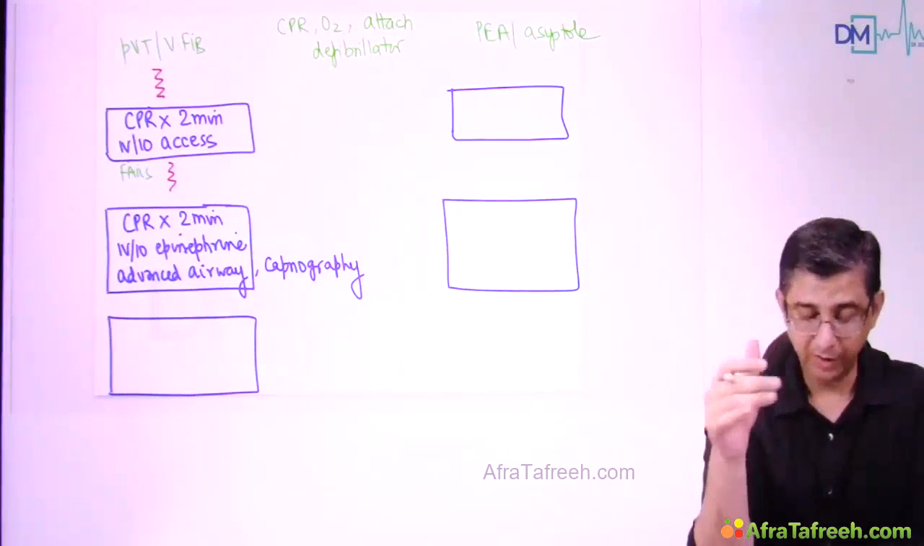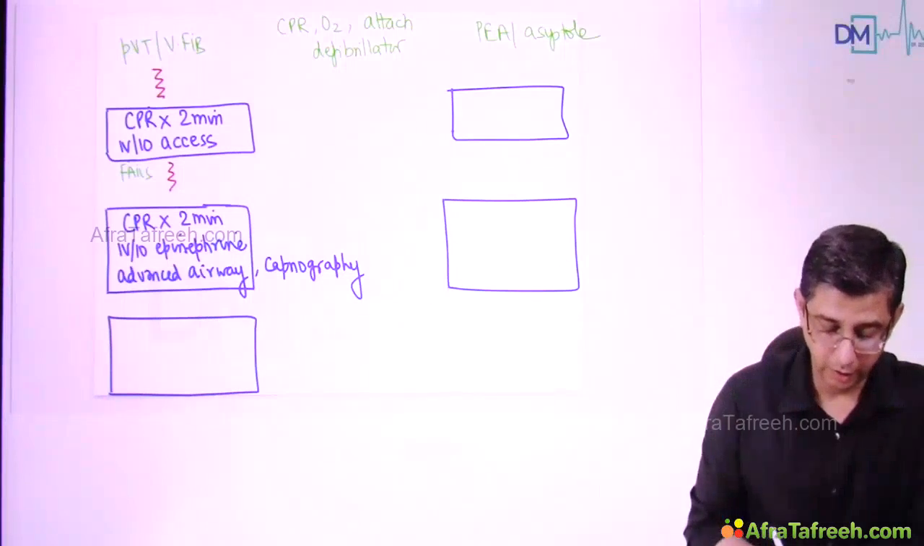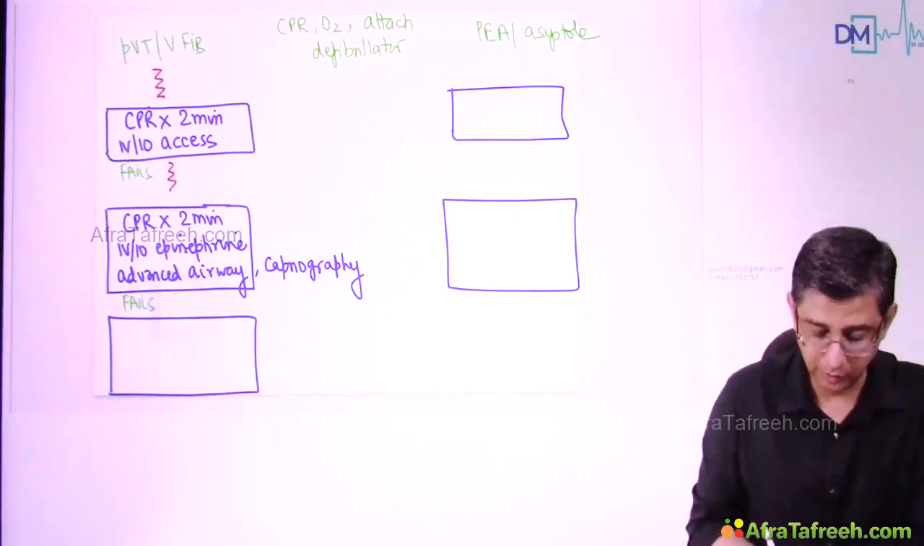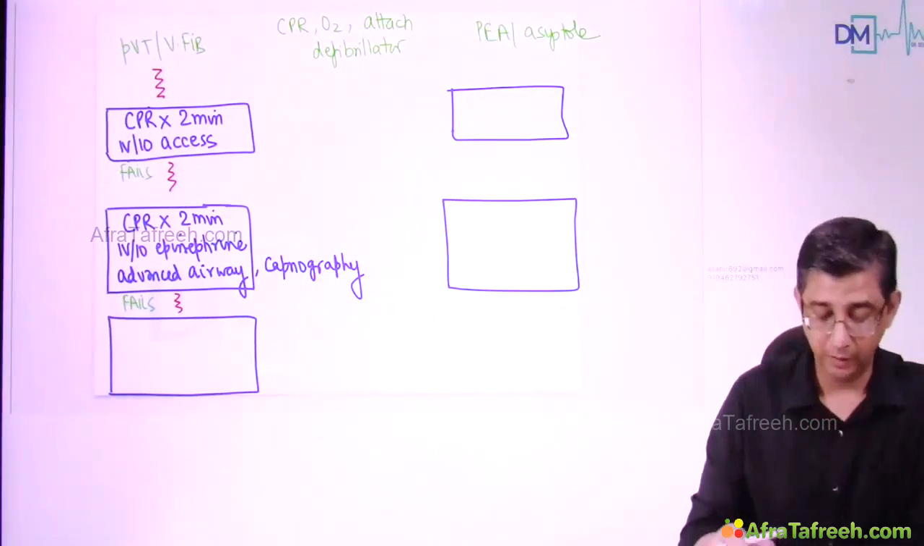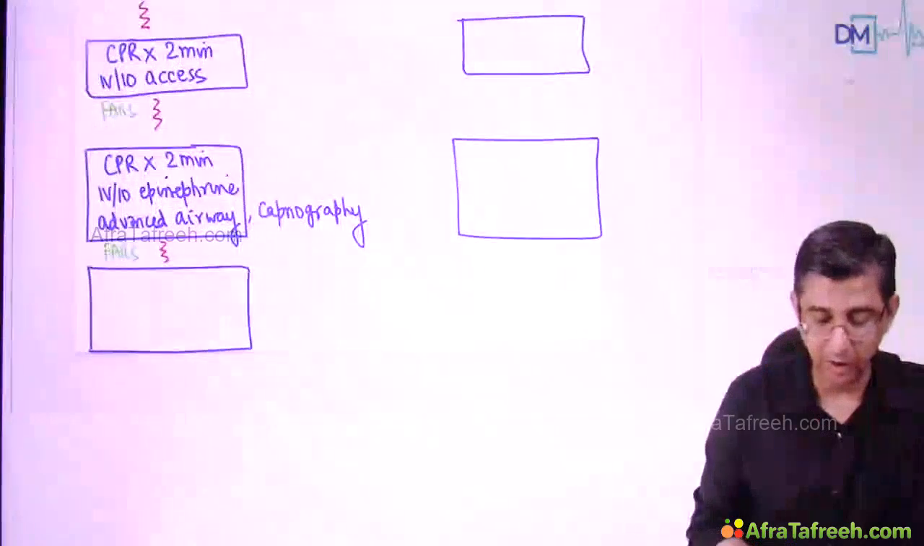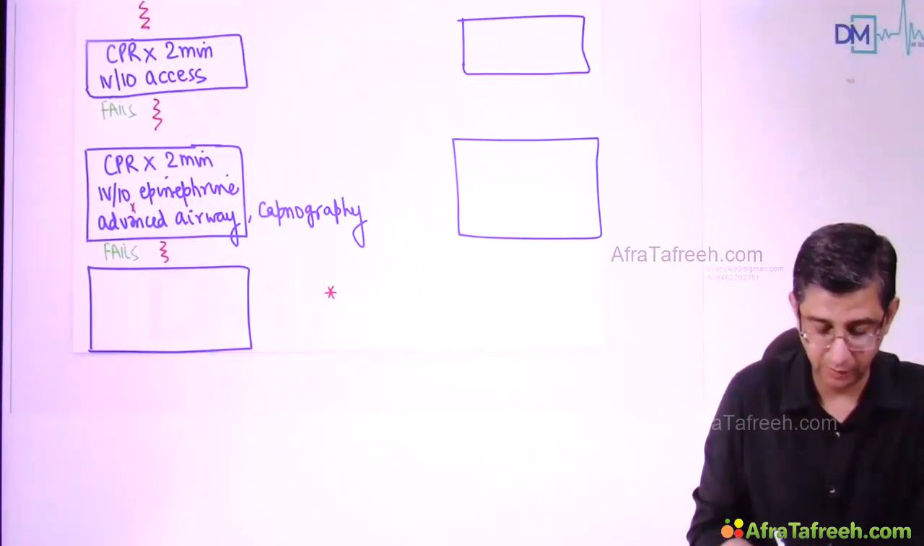I am assuming that I have intubated the patient, but still the rhythm has failed to revert back to normal. So I am going to deliver a third DC shock to this person. Please appreciate that after I have achieved an advanced airway in the patient, I'm putting a star mark here for advanced airway.